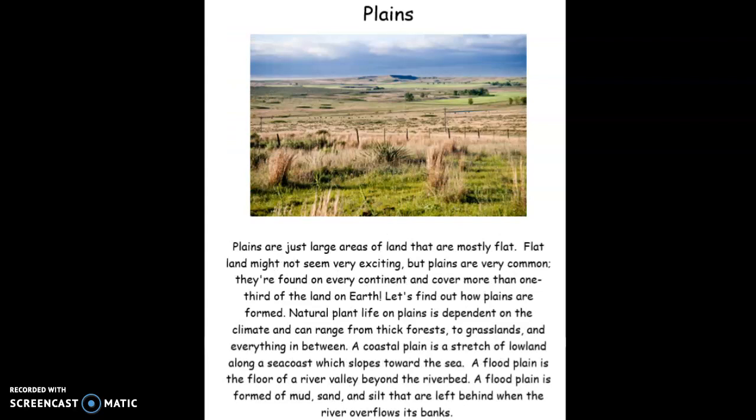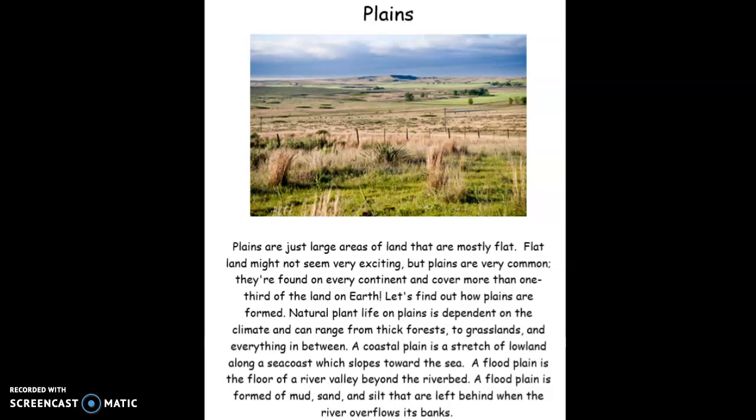Plains are just large areas of land that are mostly flat. Flat land might not seem very exciting, but plains are very common. They're found on every continent and cover more than 1/3 of the land on Earth. Let's find out how plains are formed.